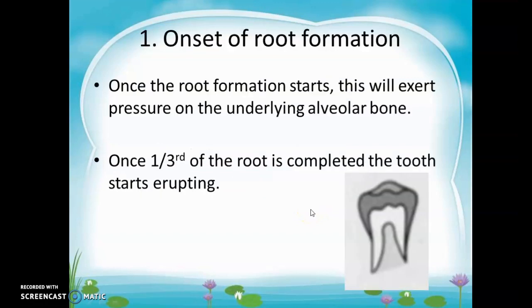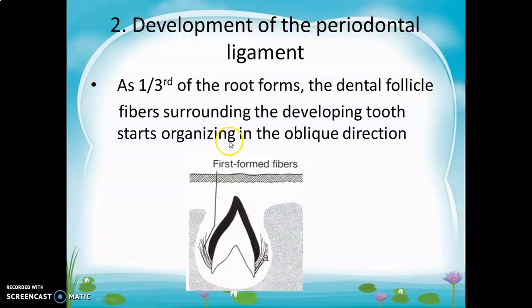Now if you see how root formation is connected to eruption, the eruptive movement is found to start once one third of root formation is complete. Development of periodontal ligament also starts as root formation begins. Dental follicle fibers surrounding the tooth start organizing in an oblique direction around the developing root, as you can see here.